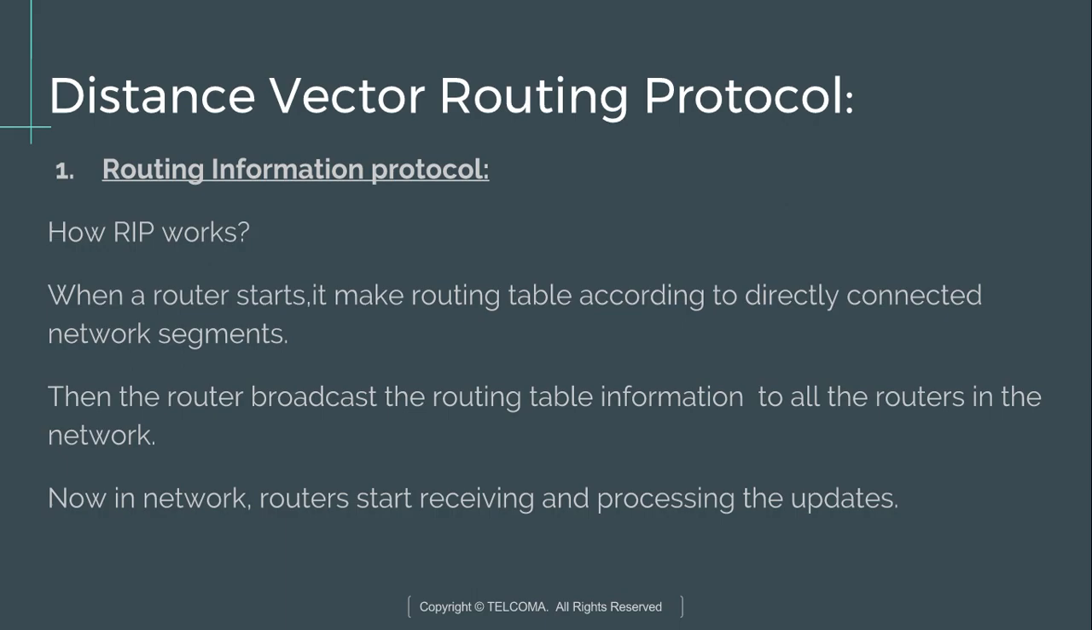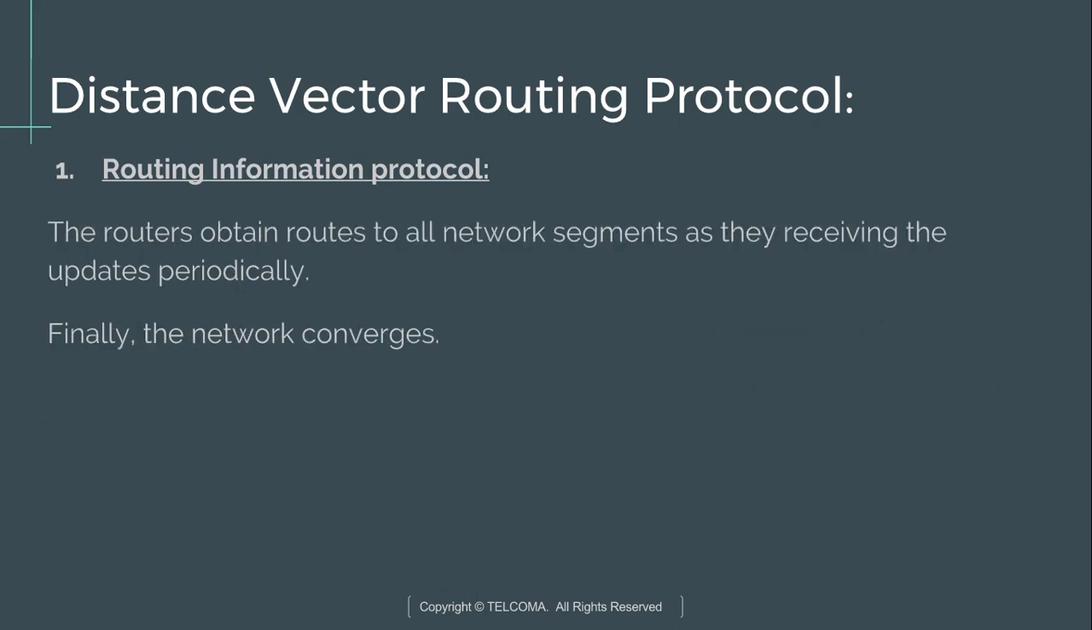Now the routers start receiving and processing the updates. In this way the router obtains routes to all network segments as it receives the updates periodically. So in this way all routers know the route to reach every device in the network. This is how RIP works. Finally the network converges after all routers get the updated routing tables of each router.